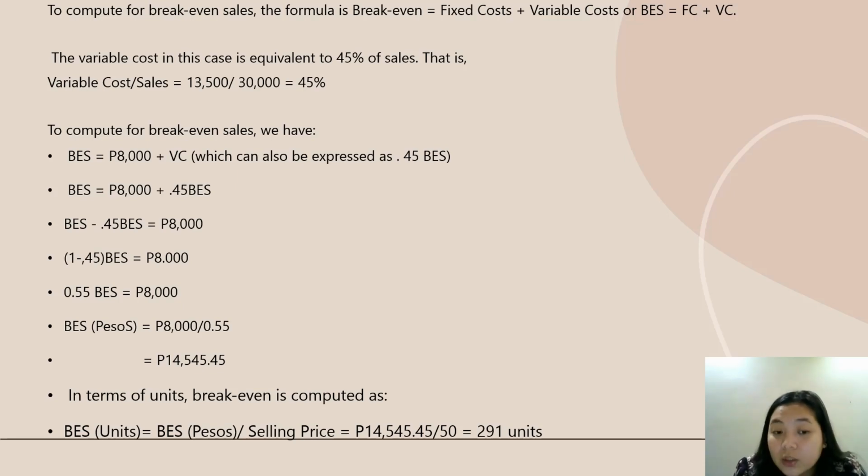In terms of units, break-even is computed as BES in units equals BES in pesos divided by the selling price. As you see there, 14,545.45 divided by the selling price of 50 pesos equals 291 units. So we need to sell 291 units in order to cope up with the total cost of production without profit.